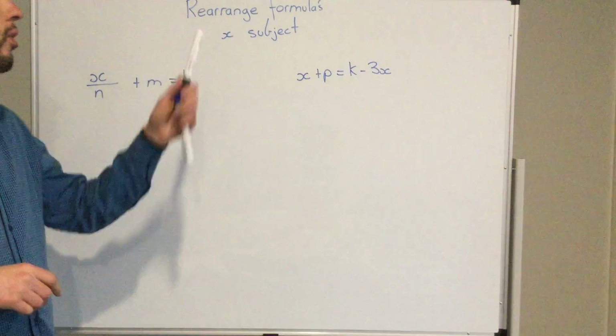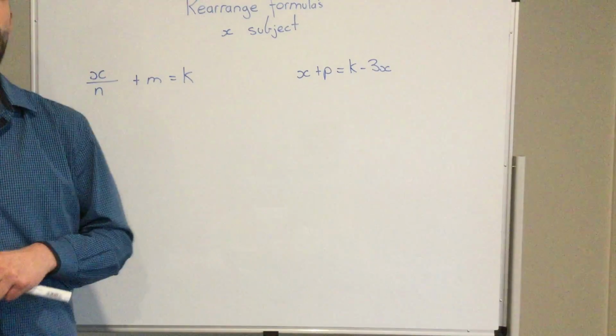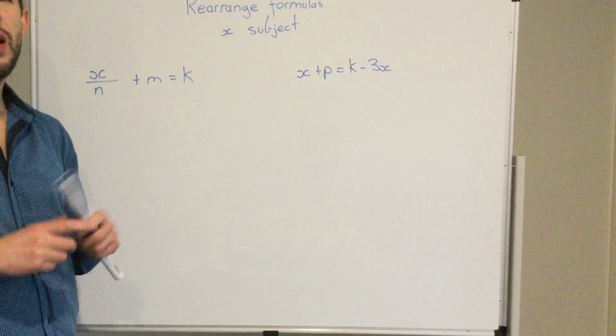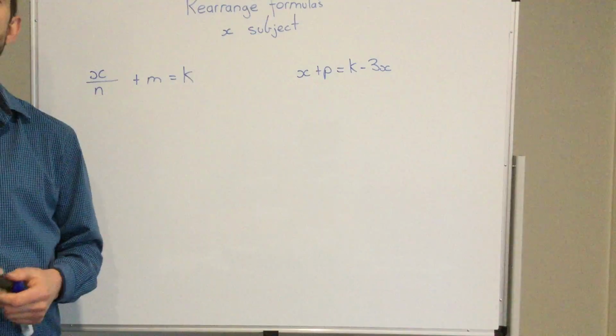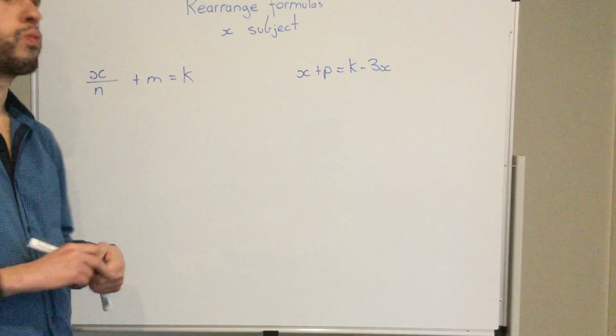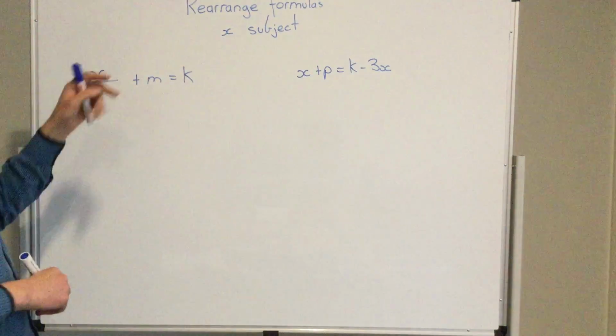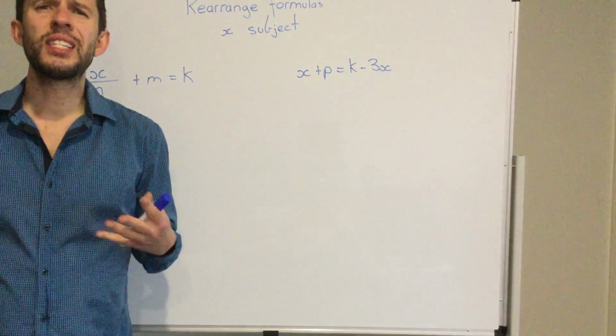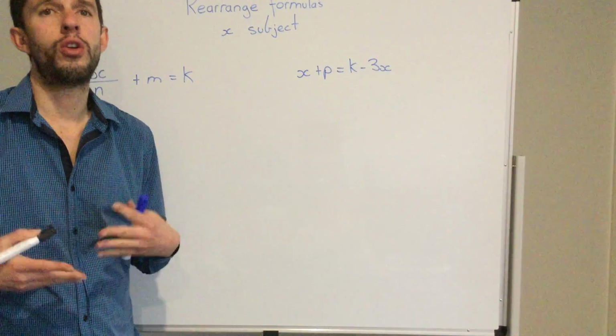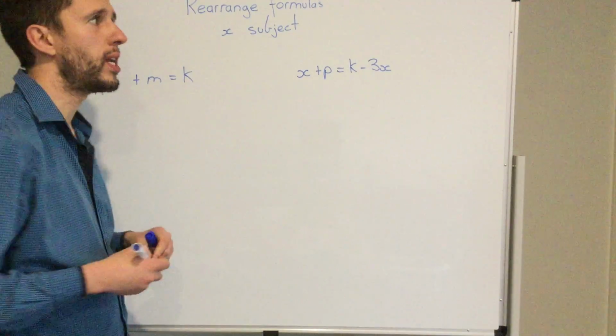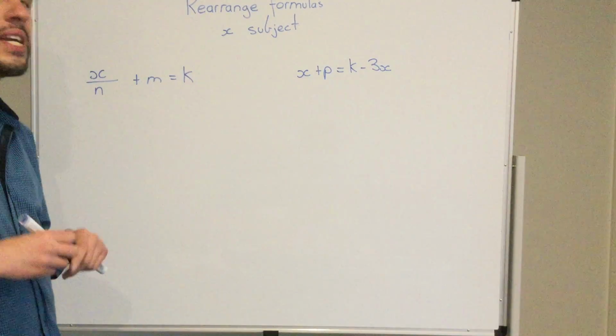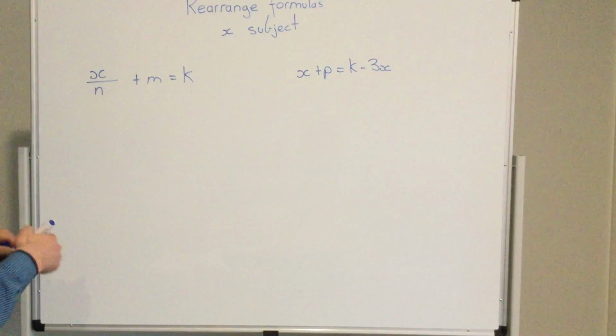So we are going to be rearranging these formulas today to work out and get x as the subject. So we want to find out what x is worth. We have lots of unknown variables in here, but it doesn't matter if we have lots of unknowns or not. We just want to find out what it is worth. And to do that, we need to get x by itself.